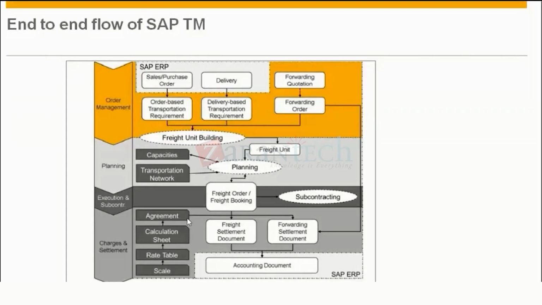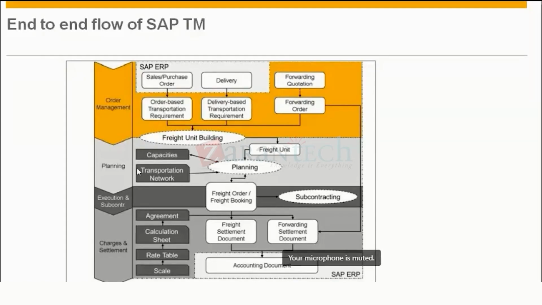Okay. So execution and subcontracting is again a very integrated process which starts with your freight order and freight booking. And once the freight order and freight booking is created, another important activity which takes place is how much my carrier will be paid, right? That is an important part because this freight order and freight booking execution will be accepted by the carrier only when they feel that the amount paid to them for doing the transportation service is as per their expectation. So there should be a freight agreement created beforehand with that particular carrier so that once my freight order is created, the charge calculation happens automatically.